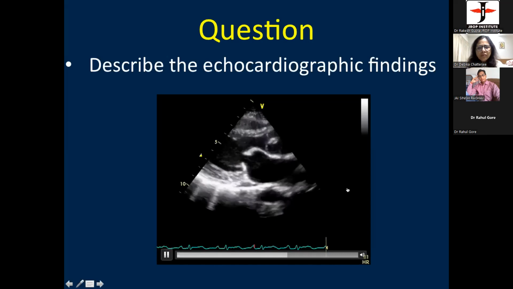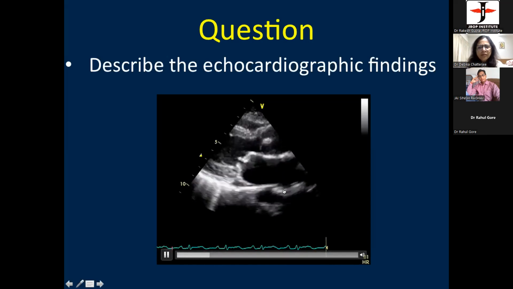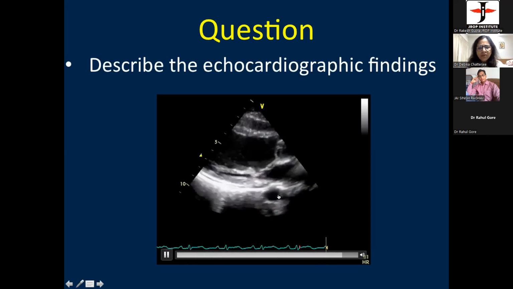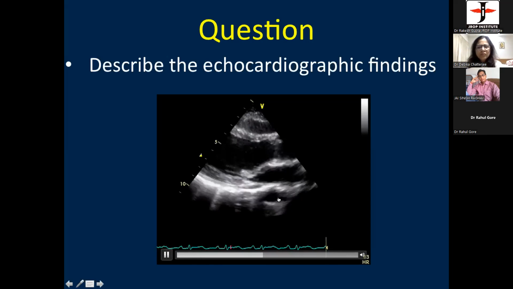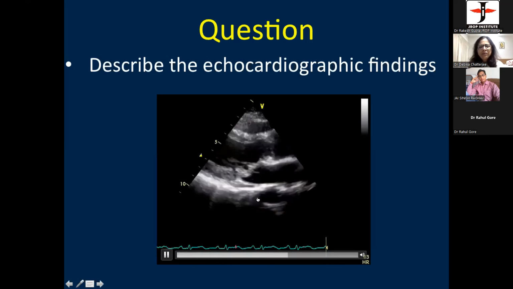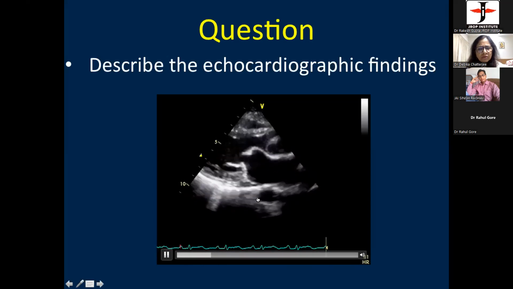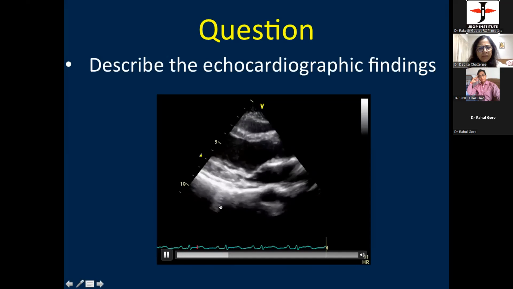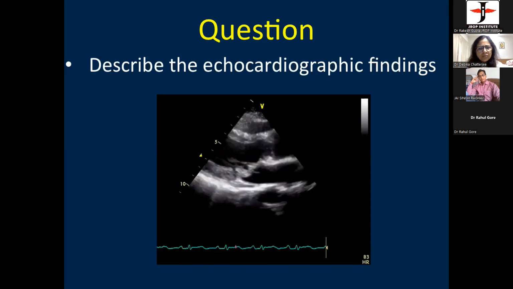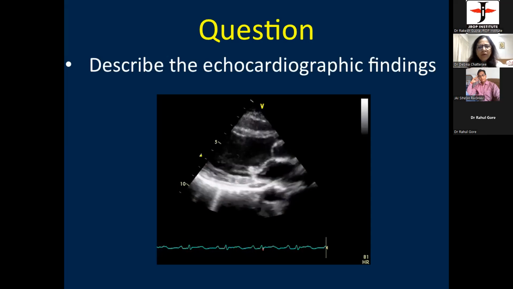And enlargement of the left atrium, ma'am, and there is a dilated coronary sinus below. This is not the coronary sinus. This is the descending thoracic aorta. Okay, sorry. What about the PML? Do you see any change in the PML? Not clearly seen.